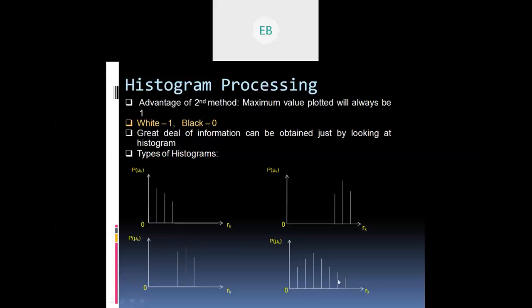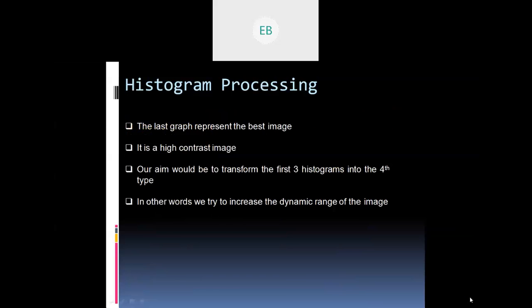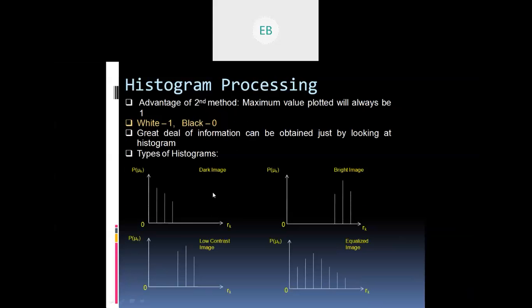So when you look at these histogram processing images, you get a great deal of information just by looking at these histograms. These are the types of histograms: the first is a dark image, the second is a bright image, third is a low contrast image, and the fourth is an equalized image. So what we understand by these terms is, this is a dark image, so the histogram appears in this form.